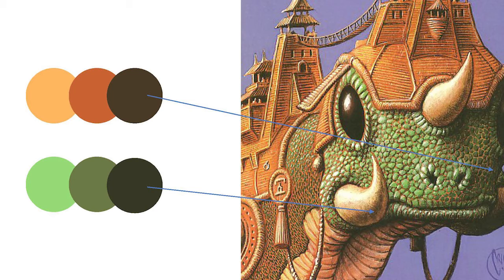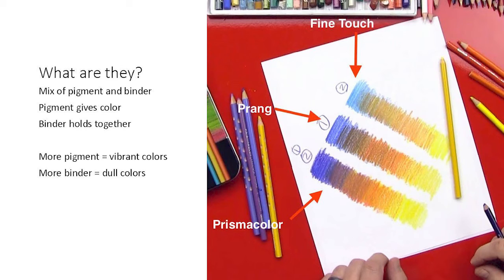Now that we have reviewed how to create form from value and color, let's go ahead and look at what materials we will be using to do this. We're going to be starting with colored pencils. A quick review of what a colored pencil is. Colored pencils use a mixture of a pigment and a binder. The pigment is what creates the color, and the binder is what holds that pigment together. If a colored pencil has more pigment in it than binder, you'll have very vibrant colors. However, if your pencil has more binder than pigment, you're going to have very dull colors. If you ever purchase your own colored pencils, I highly recommend looking for pencils that have a higher amount of pigment in them.